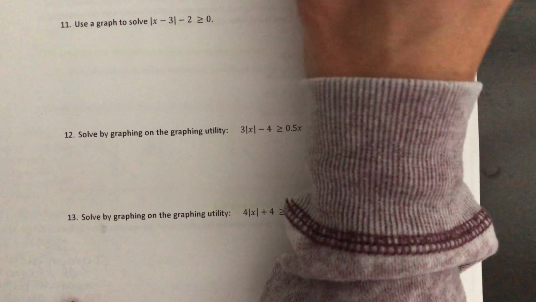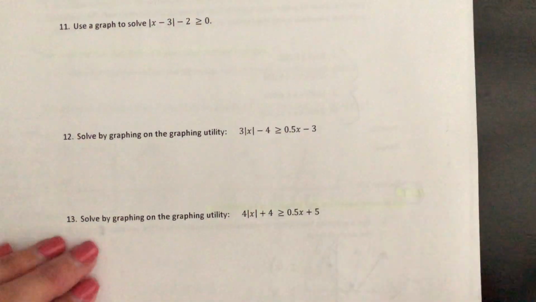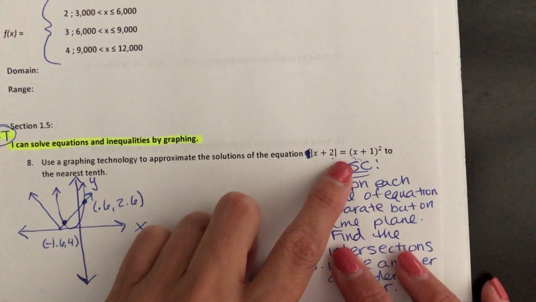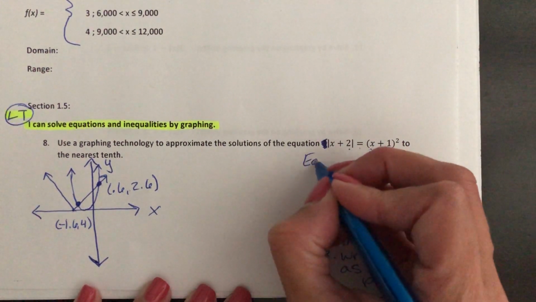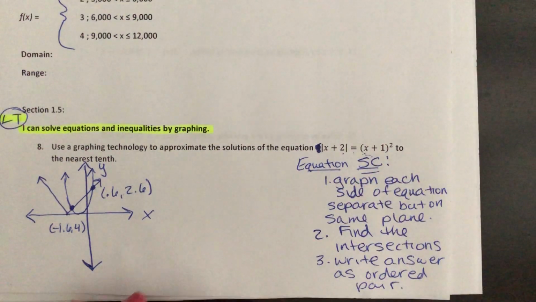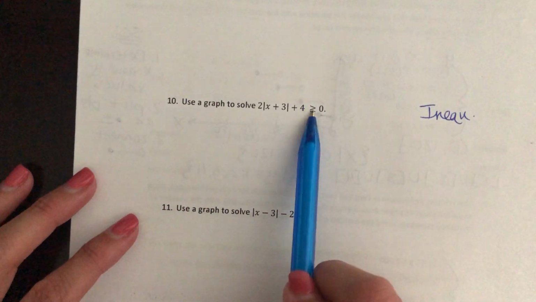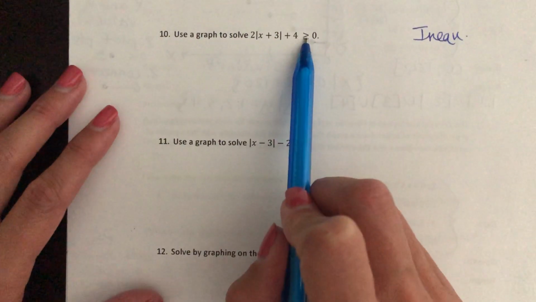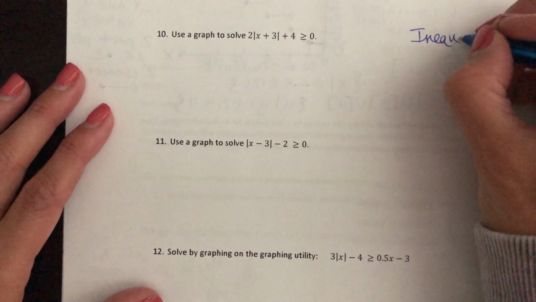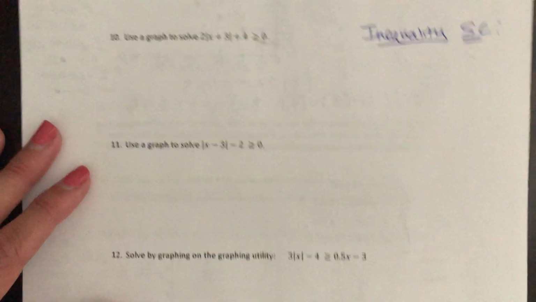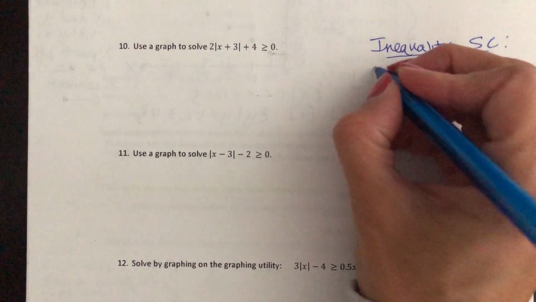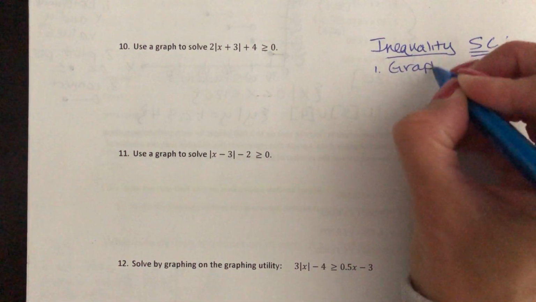So for inequalities, what we just did was an equation. Let's go back and clarify that a little bit. What we just did was an equation because it's an equal sign here. Equal sign. So this is equation success criteria. And then what we're doing now is an inequality. And we know that because it has an inequality sign in the problem. Inequality success criteria. Okay, so just like what we did before, we still want to graph each side separately on the same plane.